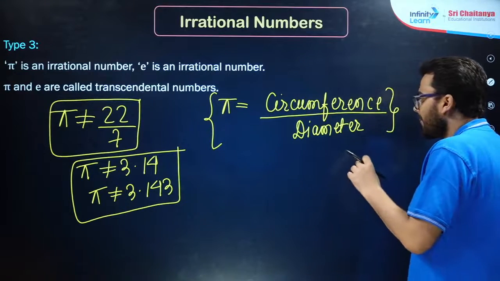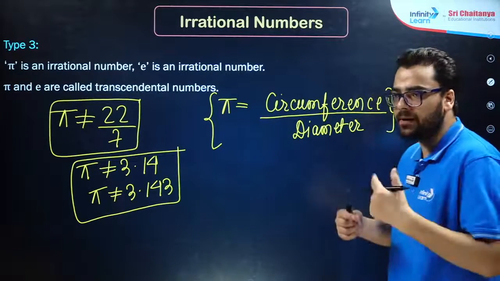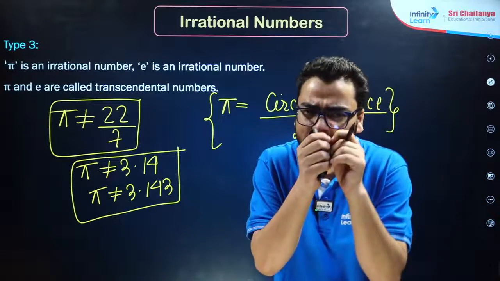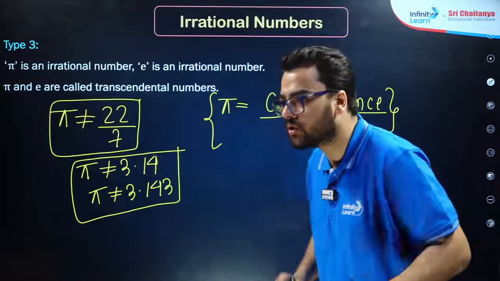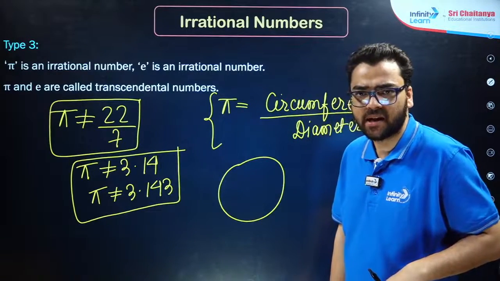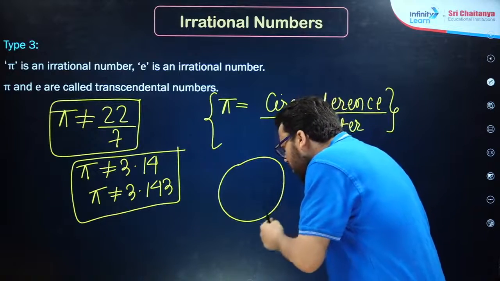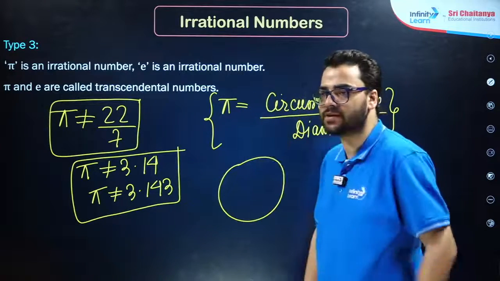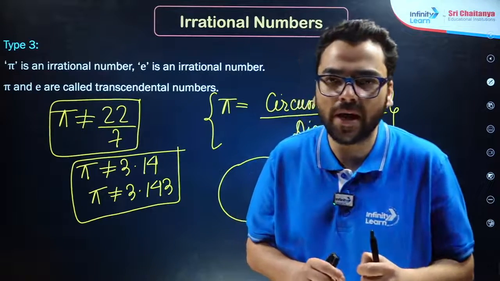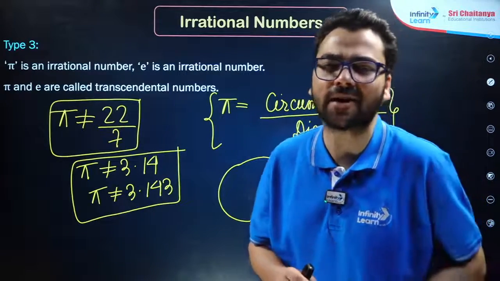For example, or maybe I will explain in a different manner. See, whatever instrument you are taking, suppose you have a circle and you want to measure its circumference, never ever will you be able to measure its exact circumference. Do you understand that thing? Never ever will you be able to measure its exact circumference.